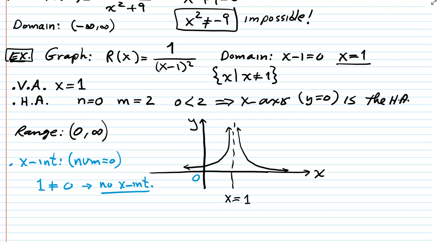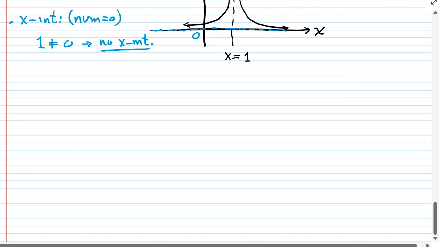There are no x-intercepts. The graph will approach the horizontal asymptote without crossing it from above. And there is this graph. Okay, now let's take a look at another example.